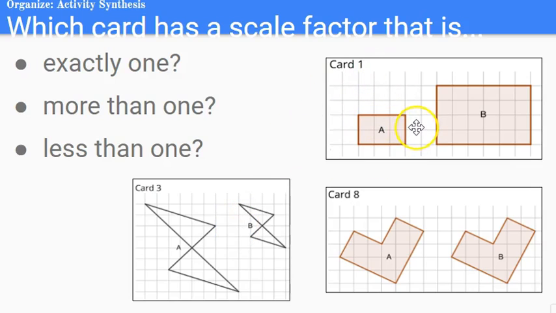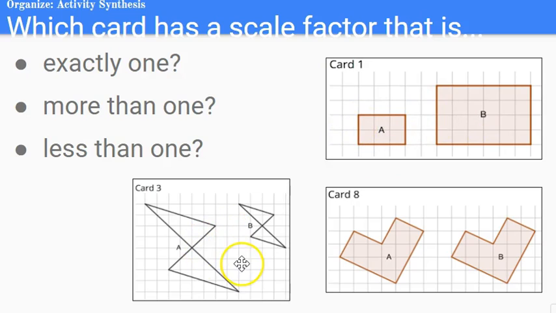Card 1 is a more than 1 scale factor because we're going from A to B, and because this is a larger version of A, we have to be using some sort of scale factor greater than 1 whole. Any part added to that 1 would make it bigger if we multiply it over. But in this case, it looks like we've got it about double, right? We got 6 across here, we got 3 here, we've got 4 for a height, we've got 2 for a height. So it's been doubled.